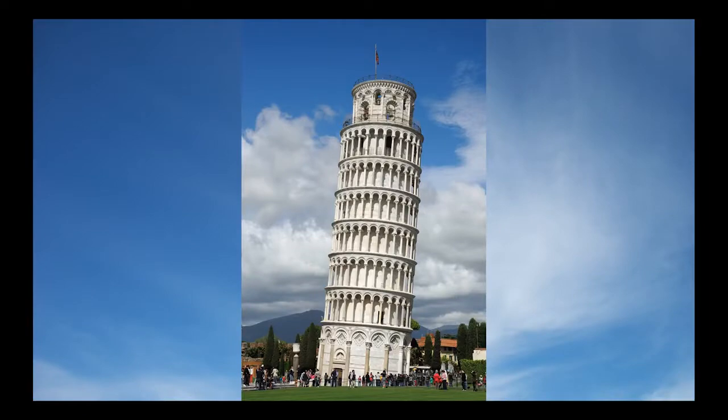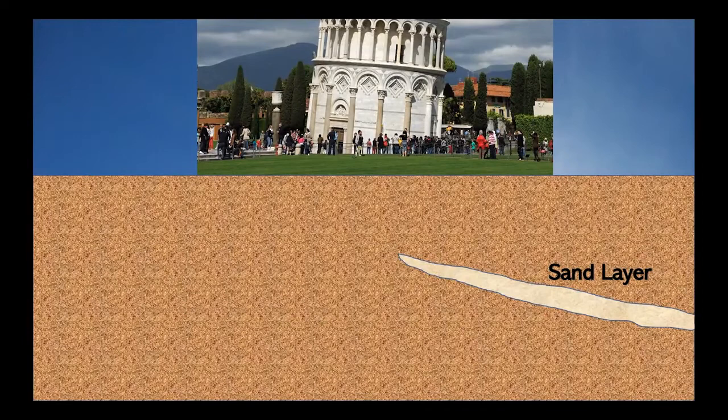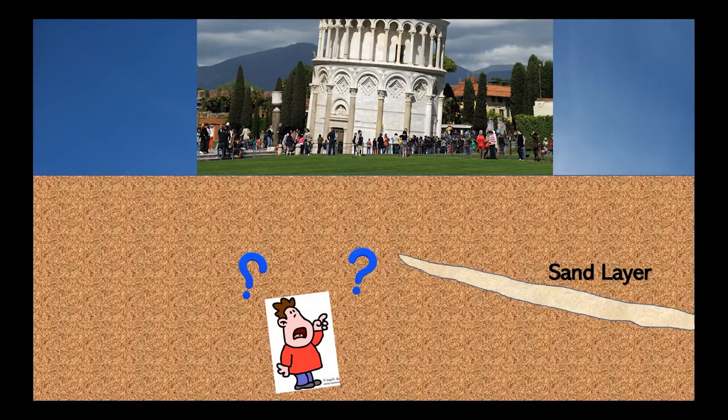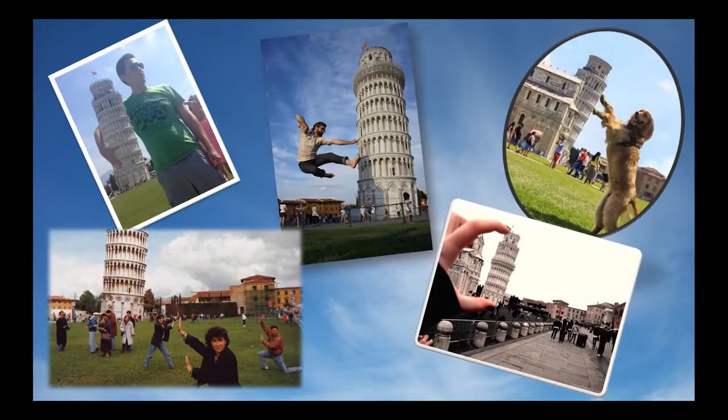Another well-known structure is again the famous Leaning Tower of Pisa. During the investigation, the engineers apparently missed a layer of sand, due to which the time for consolidation was overestimated. This accelerated the pore water dissipation and so the differential settlement and the infamous tilt.